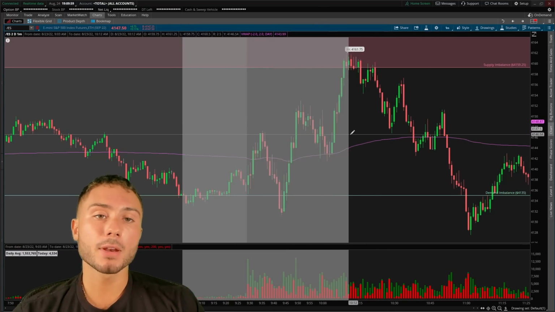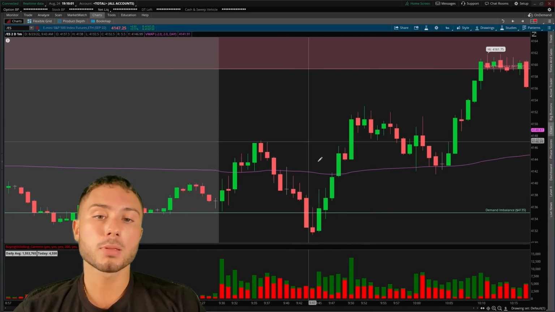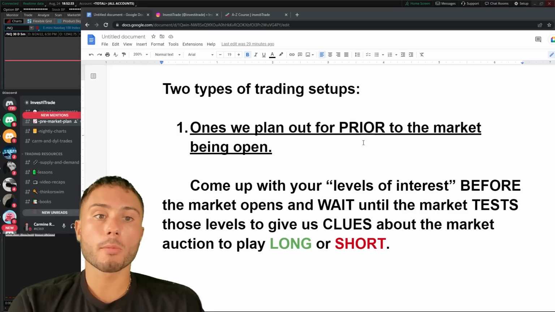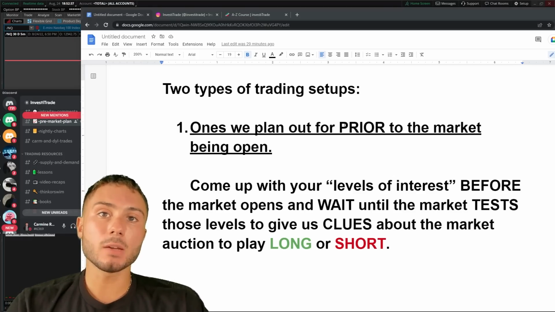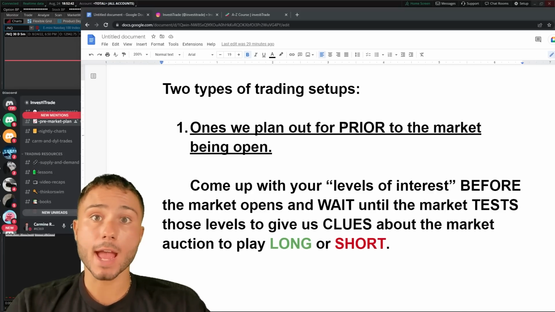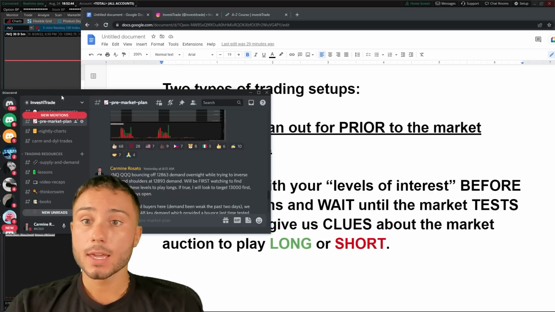So the common theme with this was planned out beforehand. And again, these are the setups that we plan out for prior to the market open. Come up with your levels of interest and see what, how, and why price reacts or doesn't react at your level of interest. Here is the NASDAQ.